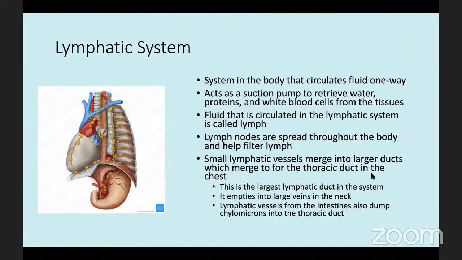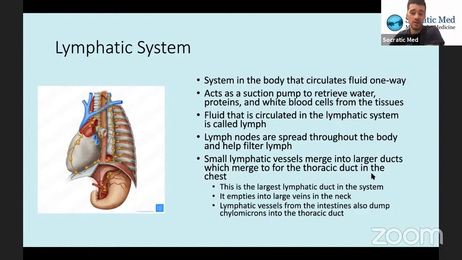So lymphatic vessels from the intestines also dump chylomicrons into the thoracic duct. If you remember from the digestive system, chylomicrons are basically these little tiny lipoproteins that carry fatty acids through your blood, because these fatty acids are not hydrophilic, they are hydrophobic, so they have to be packaged before they go in. So these chylomicrons get dumped from the intestines, and the lymphatic vessels can pick them up and dump them back into the circulatory system. That's how they get into the circulatory system.